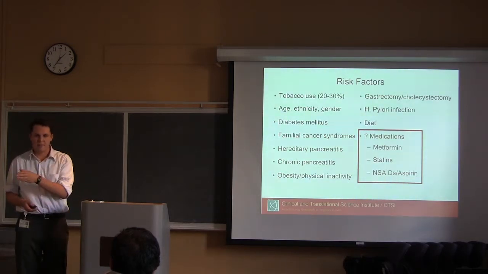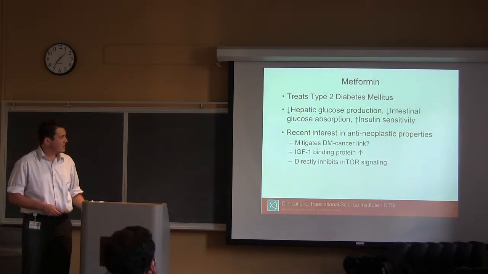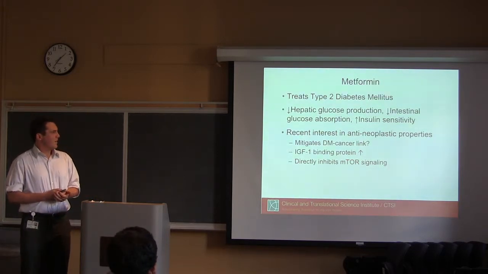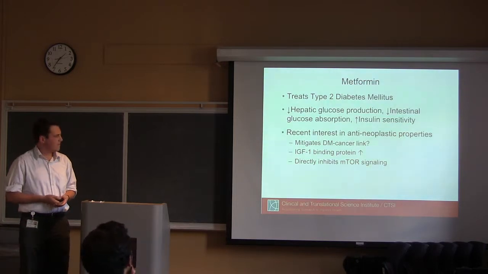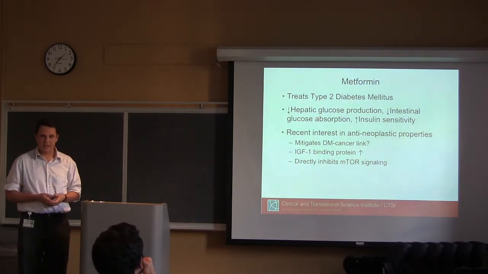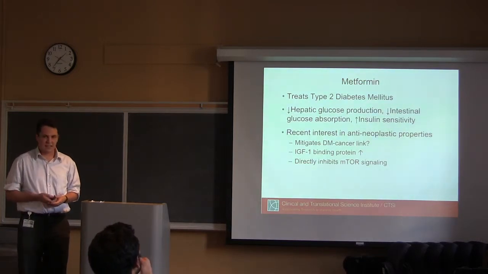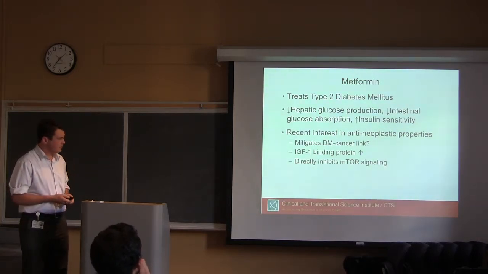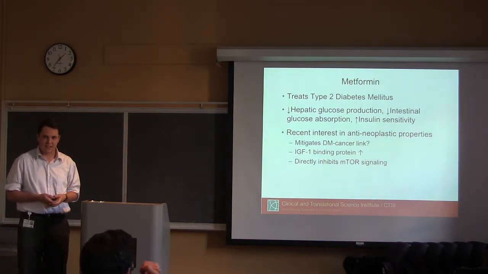So I'll take you through how I'm looking through this database to see what the associated pancreatic cancer risk is with that variable. So let's talk about metformin. We know it as the drug that's most commonly prescribed to treat type 2 diabetes in America. It decreases hepatic gluconeogenesis and intestinal absorption of glucose, and importantly, increases insulin sensitivity in peripheral tissues. In addition to its anti-hyperglycemic effects, recent interest has also been accumulating in its anti-neoplastic effects.